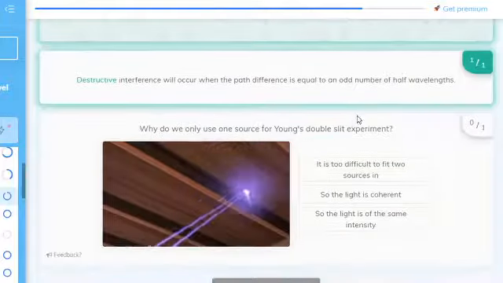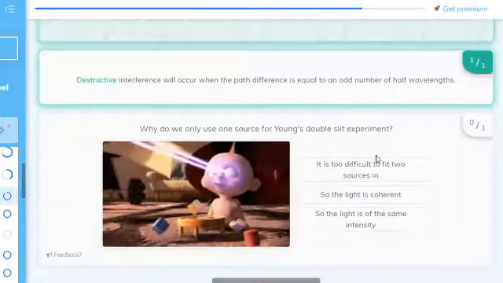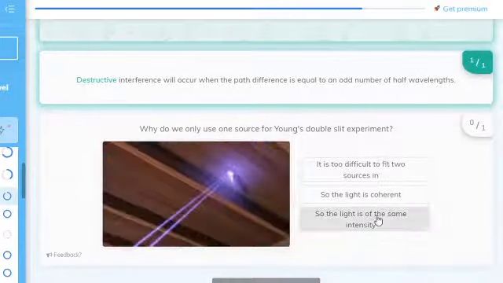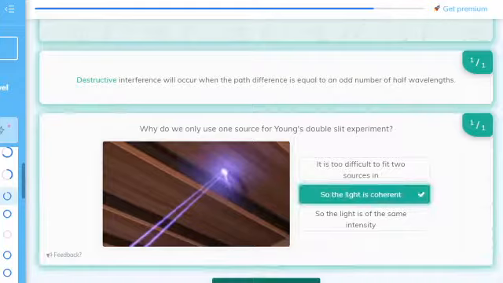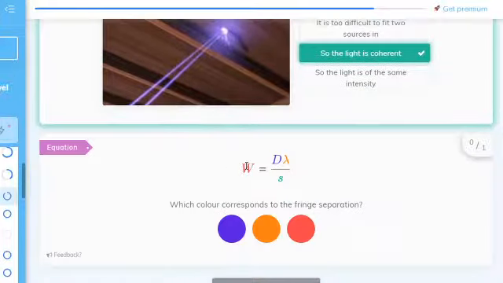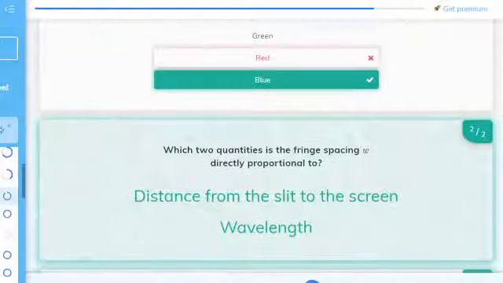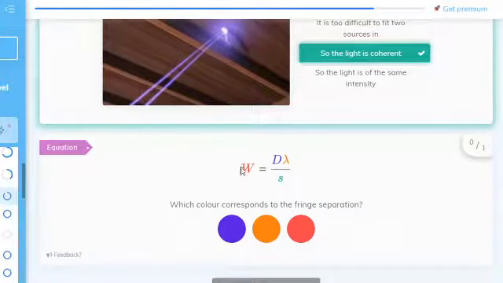So why do we only use one source? Because it's difficult? Nope. Light intensity is the same, so light is coherent. Yes. Next, w equals D lambda over s. What corresponds to fringe separation? Well, w, D, or s. So s is the slit spacing, so it can't be that one. And w is fringe spacing.